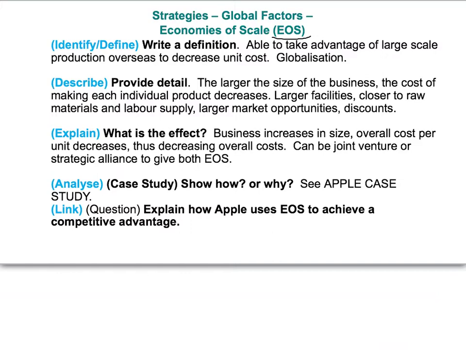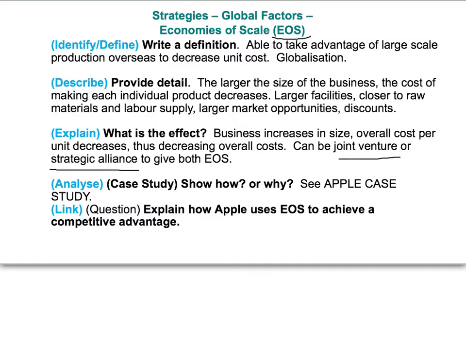And going overseas might allow them to have larger facilities. They might be closer to raw materials, which might be cheaper, a cheaper labour supply, and also just have a much larger market opportunity than what they would have just in Australia. And volume discounts as well. When they're buying things in much larger quantities, they usually get much bigger discounts. So when a business increases in size, the overall cost per unit decreases, and this can decrease overall costs. It can also be through a joint venture, and Australian businesses do these quite a lot. They join with another business, so a joint venture or a strategic alliance.